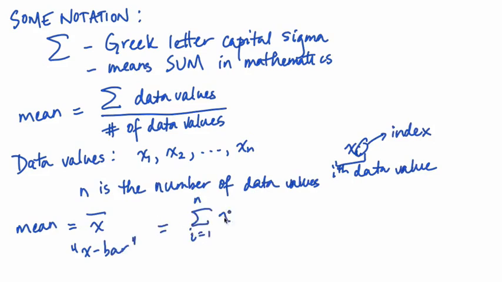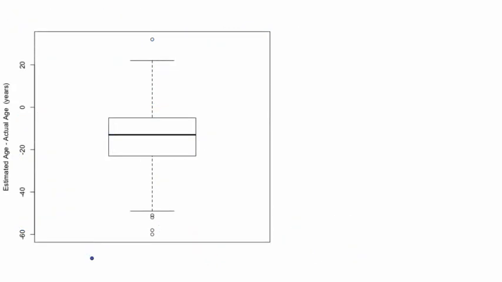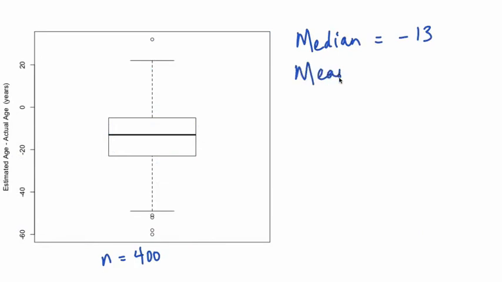The mean is given the symbol x with a bar over it, and the formula for the mean is the sum, sigma, of the x's from the first observation to the last, divided by the number of data values, n. For the differences between the estimated and actual ages for our 400 skeletons, n was 400, the median, as we saw, is -13, and the mean for these data is -14.2. Notice that the mean is more negative than the median for these data.